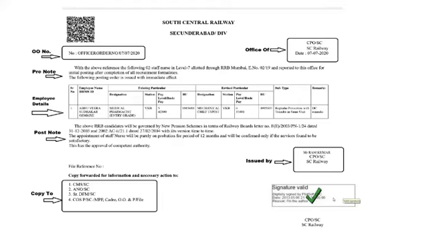Then we have a pre-note, in which you mention things that can be kept in your library and used as per your choice. Below that is employee detail. We'll talk about it later on. We'll talk of the post note first. Post note again is something which you keep as your template, and you can use it. Then the issuing officer's name is there and signature will be mentioned.